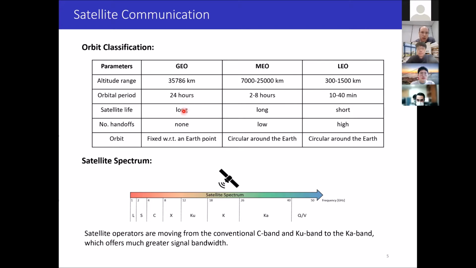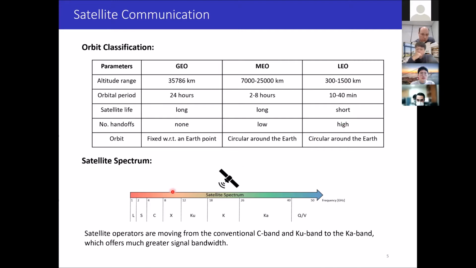The GEO has a pretty long satellite life, while the LEO is relatively short. And then there is a difference in terms of handover. There is no handover in GEO because they're stationary compared to a certain point on Earth, while for the LEO, you need a lot of handovers simply because they are moving very fast.